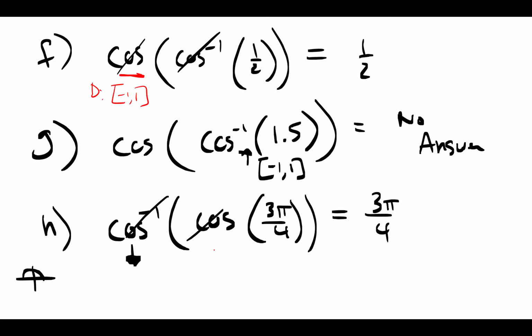So cosine of 3 pi over 4 would give you negative root 2 over 2. For cosine, the range is 0 to pi. It works in quadrants 1 and 2. And for sine, it's from negative pi over 2 to pi over 2. Okay, are we good? That's all fine and dandy until we get to things we don't know.